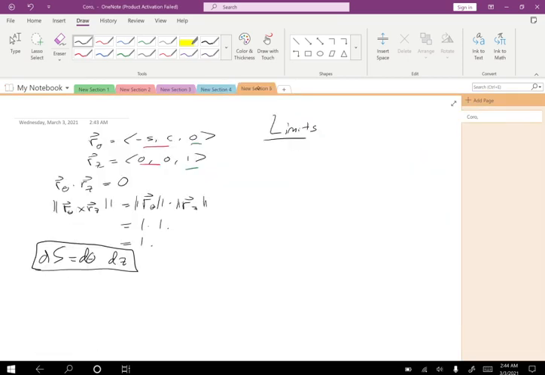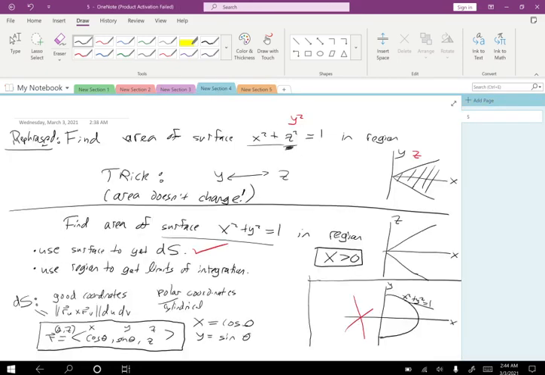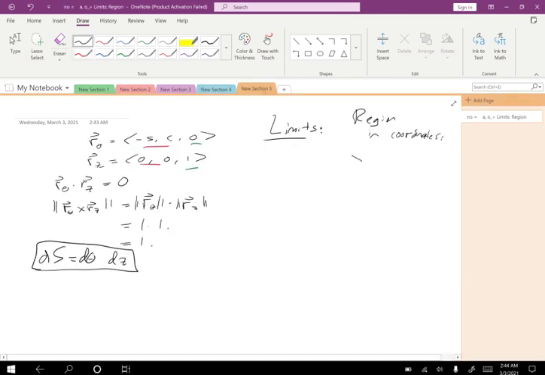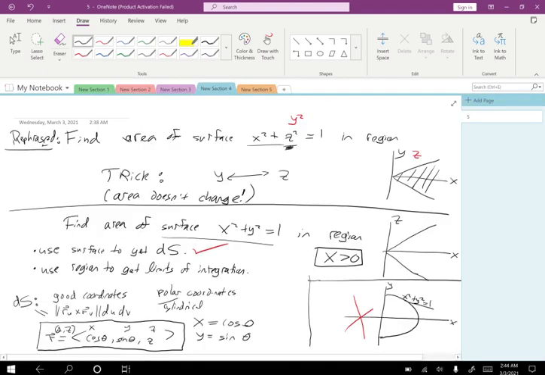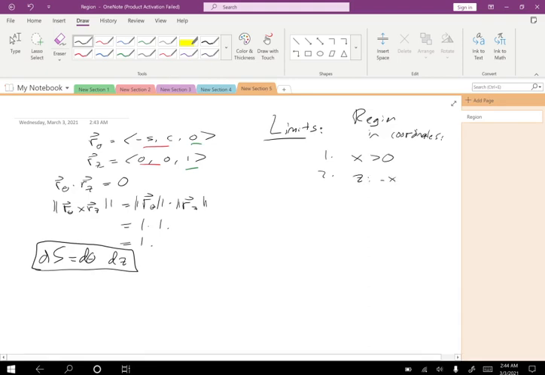So to get the limits, we're going to write the region in our coordinate system. So the region's characterized by two things. First, we have x greater than 0. And second, we have that z range. So z ranges from minus x to plus x. So now in coordinates, we're just going mechanically about this. There's not a whole lot we can do. So these are the most natural things.